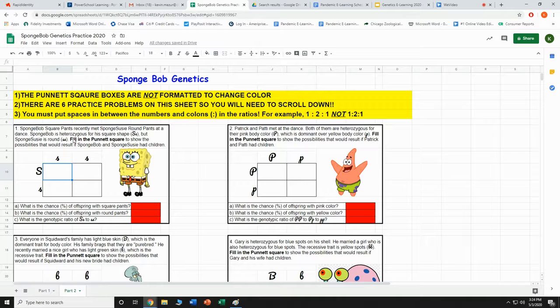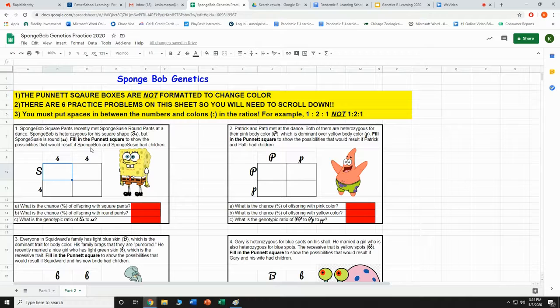SpongeBob SquarePants recently met Sponge Scoozy's Round Pants at a dance. SpongeBob is heterozygous for his square shape, big S, little s, which is what you're seeing here, a big S and a little s. But Sponge Scoozy is round, little s little s. Fill in the Punnett square to show the possibilities that would result if SpongeBob and Sponge Scoozy had children.